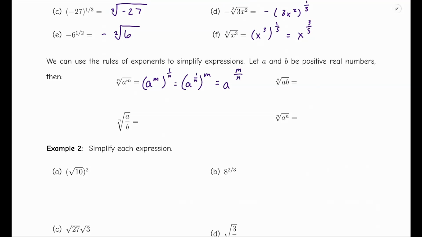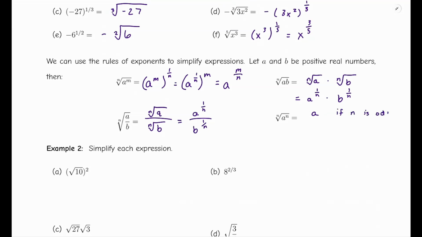The nth root of a times b is the nth root of a times the nth root of b, which is a to the 1 over n times b to the 1 over n. The nth root of a over b becomes the nth root of a divided by the nth root of b, which is a to the 1 over n divided by b to the 1 over n. And then the nth root of a to the n is a if n is odd, and the absolute value of a if n is even.